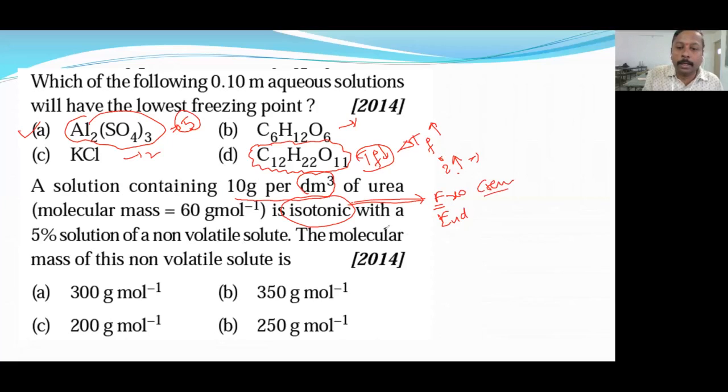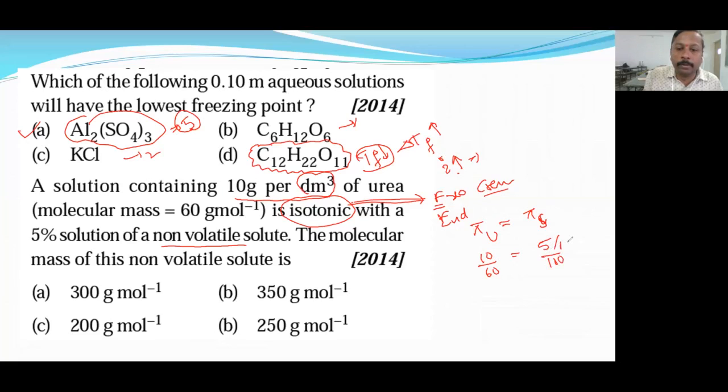Go through that. Isotonic means the osmotic pressure of urea is equal to the osmotic pressure of some unknown solute S. Understood? Find the molecular formula. Simple, and it is non-volatile. So the molecular mass you have to find out. Simple, moles must be the same. 10 divided by 60 is equal to 5%. So 5 upon 100.